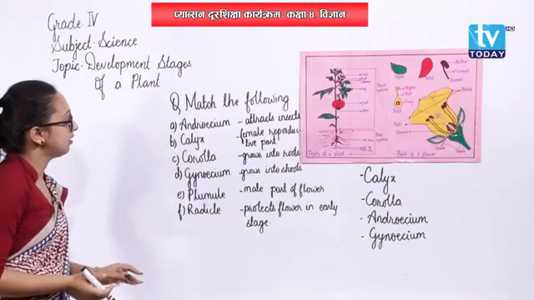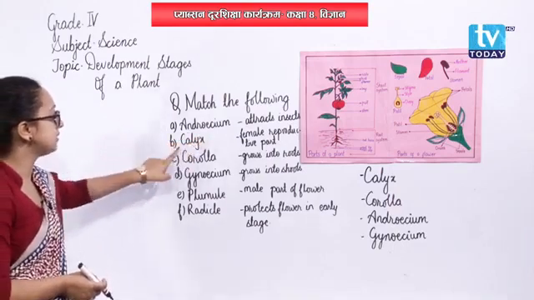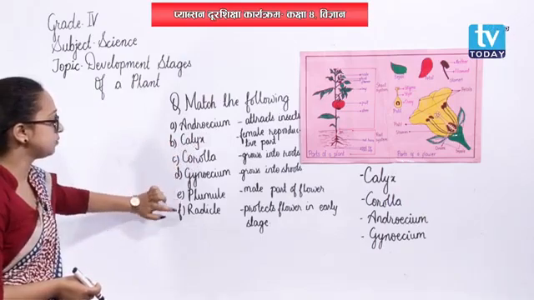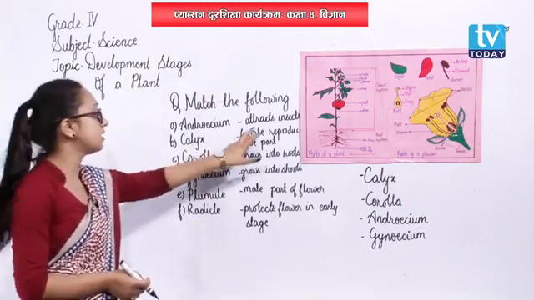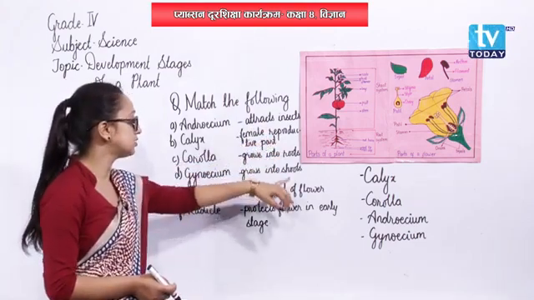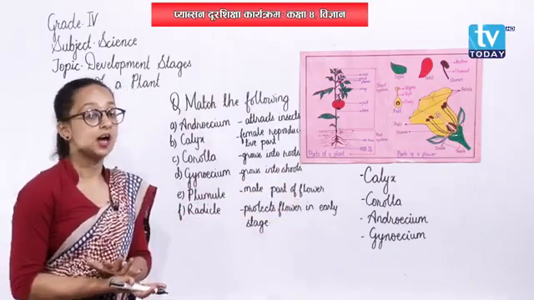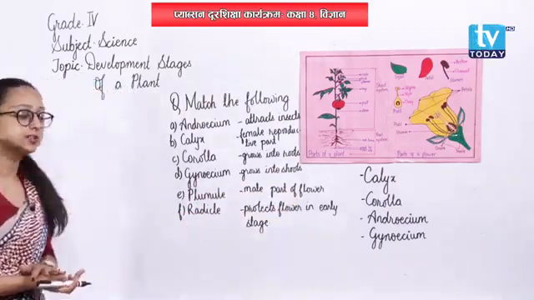Okay, now have a look here. The first column says androecium, calyx, corolla, gynoecium, plumule and radicle, and the options are: attracts insects, female reproductive part, grows into roots, grows into shoots, male part of flower, protects flower in early stage. I guess you have already guessed the answers, right?